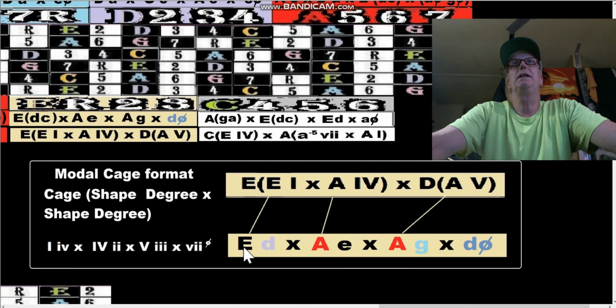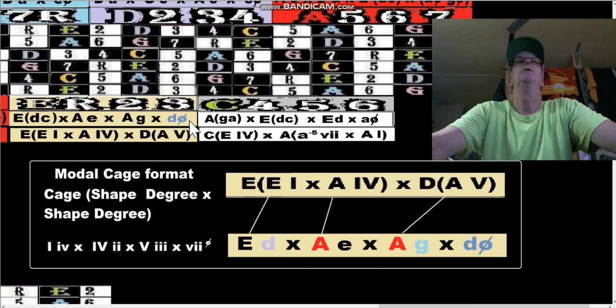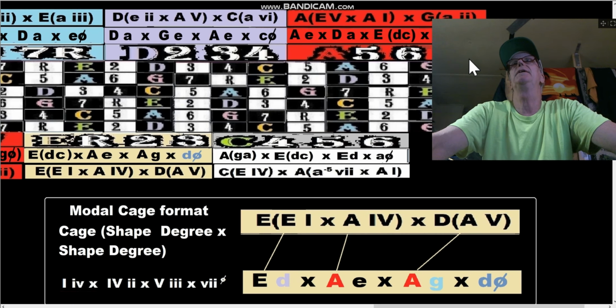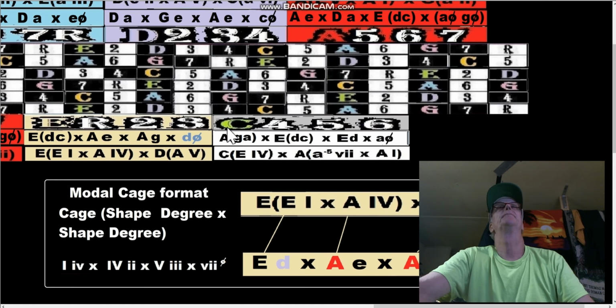So this would be E major shape, D minor shape, 6 minor, A major shape 4th, E minor shape 2nd minor, A major shape 5th, G minor shape 3rd minor, and that would probably be an arpeggio, and then a D half diminished shape. We'll look at that. We happen to have another root box right over here.